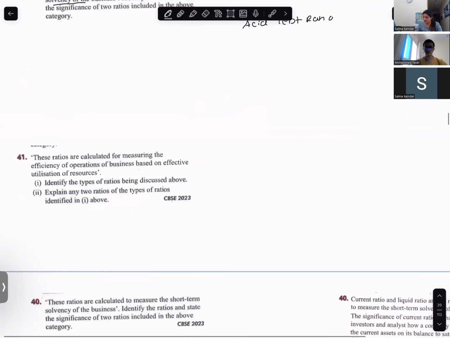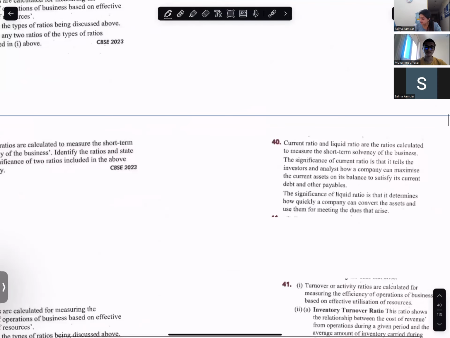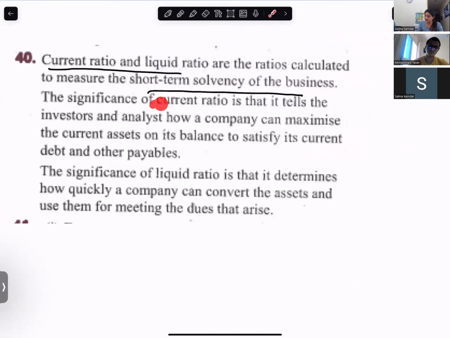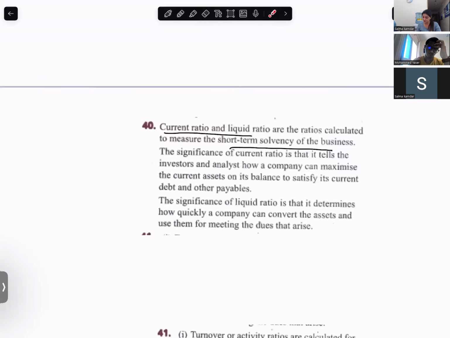What is the benefit of this? Current ratio and liquid ratio are ratios that are used to calculate short-term solvency of the business. What is the benefit of current ratio? It helps us calculate how a company uses its current assets to pay its current liabilities. Liquid ratio tells how quickly a company can convert its assets into cash. Okay, are you with me? Yes.